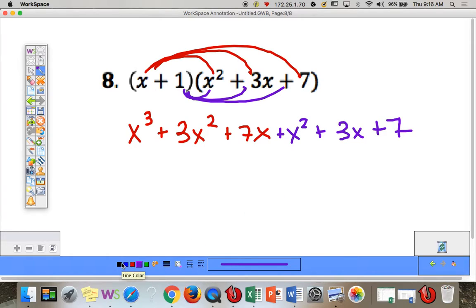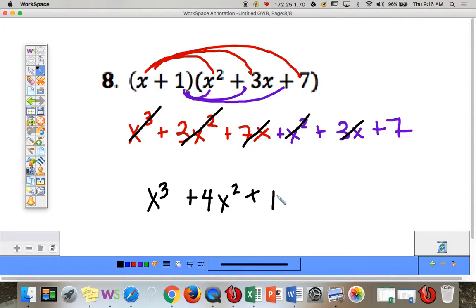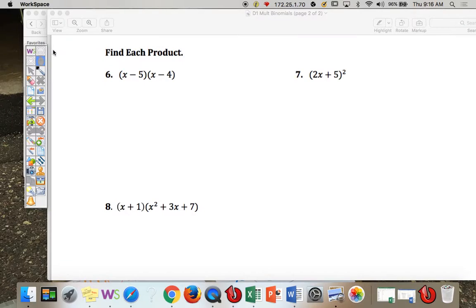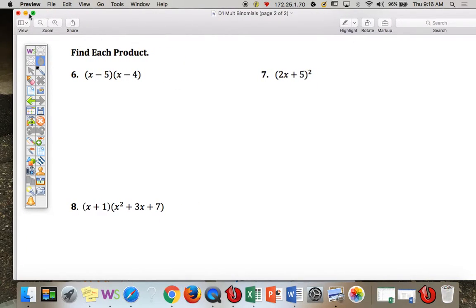Combine like terms. We have x to the 3rd. We have 4x squared. We have 10x. And we have this 7. You would get the same thing if you use the rectangle, except without writing the box. So today we're going to be practicing multiplying this out, and you can choose if you want to use the FOIL or the box to multiply it out.